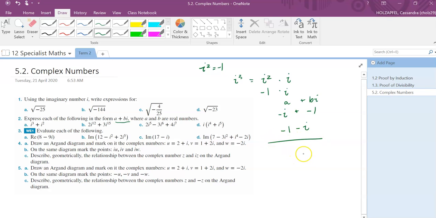All right, let's do the same thing for question 2. Now again, we've got these crazy powers here. Now a nice little thing, if I have i squared is equal to -1, right?